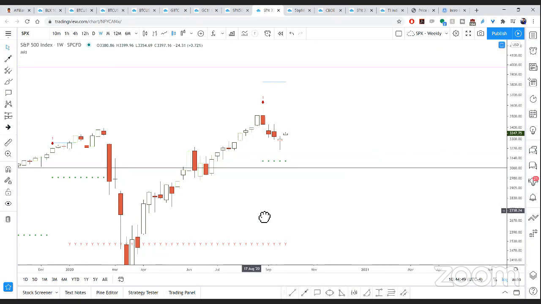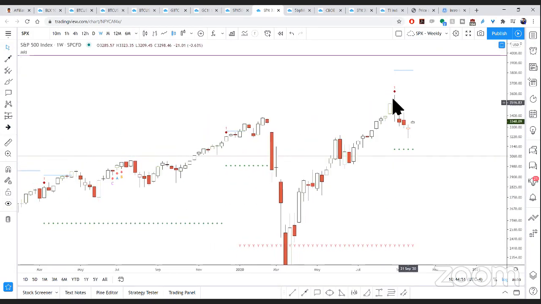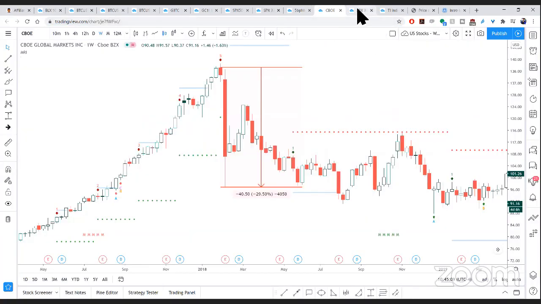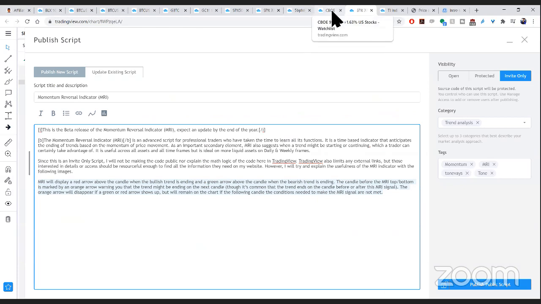Probably not much other annotations. Oh, I wonder if I had that saved somewhere. Yeah, again, this is me doing screenshots for the workshop and for the publication on TradingView. That's the CBOE chart. Oh, that's me writing up the description for TradingView. That's it. That's it on the charts.